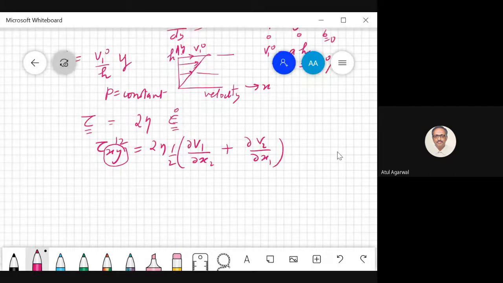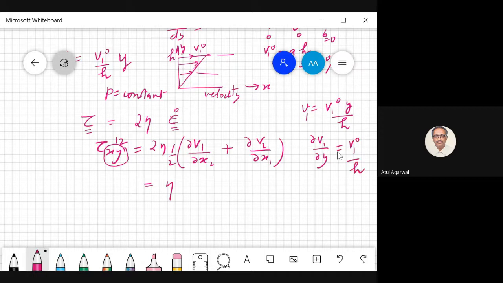So what do you get? Eta. And what is your V equal to? So what is your del V1 by del Y? So eta into... any problem? This term is 0. So I'm mixing Y and X1, X2. So you understand what is happening. So this is a shear stress.